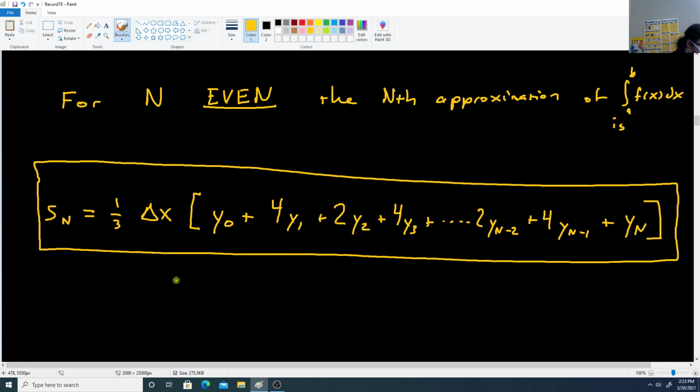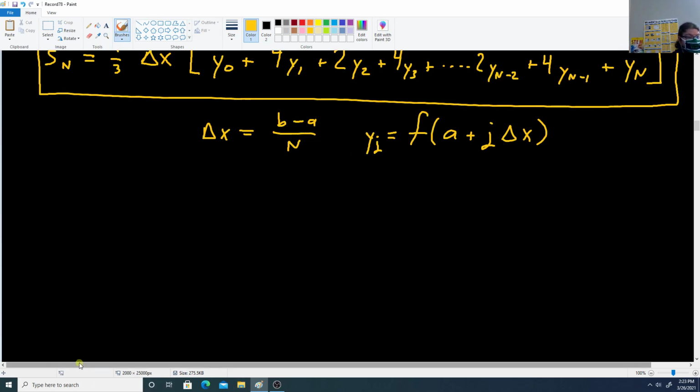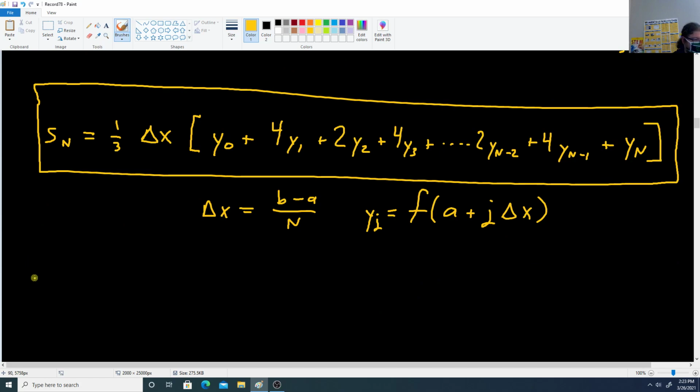And then in this expression here, delta x is still what we expect it to be. Delta x is still the interval length divided by the number of segments. And we have the function f evaluated at a plus j delta x. So what this means is if you can figure out how many segments this is supposed to be broken into, you can use this right here as what your yj value is supposed to be. So to wrap this up, this will be our last example from this section.